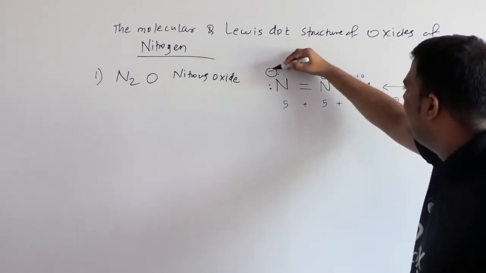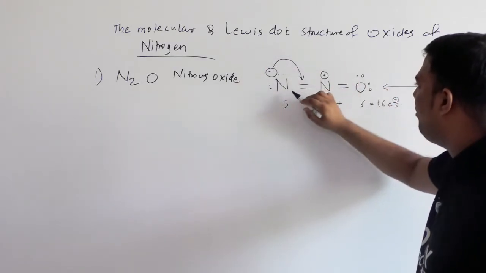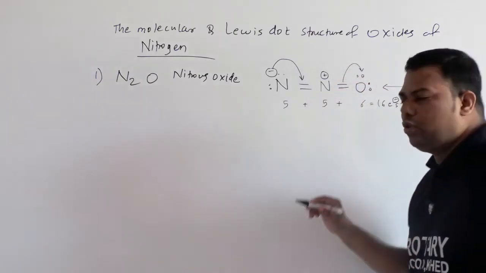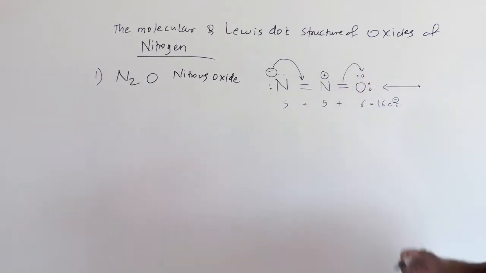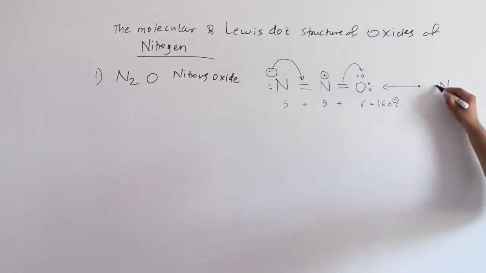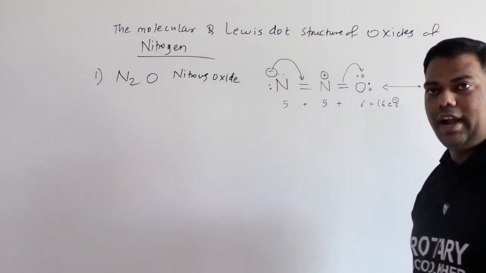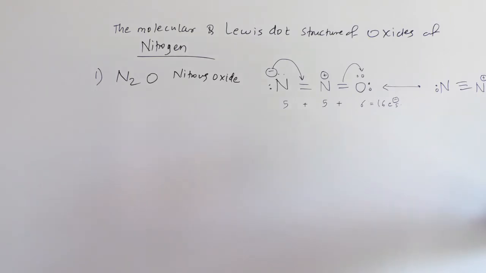Now we can write the other structure of this also. As like this, this negative charge is on N, so here the bond will shift, and you will get a structure like this. Now the lone pair we use, so N triple bond N with the positive charge, and here O with 1, 2, 3, 4, 5, 6 with a negative charge. I hope you understood. And the shape we can write as linear.